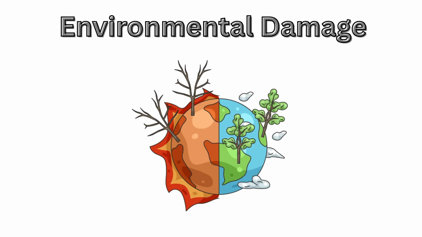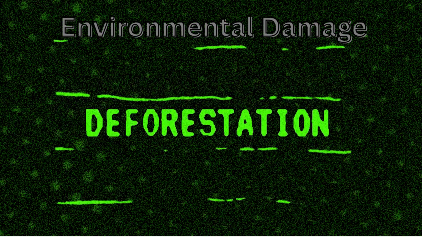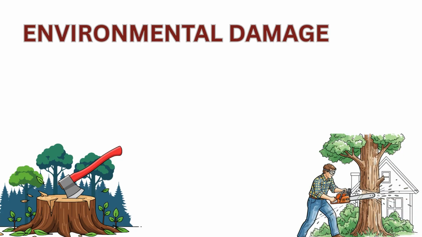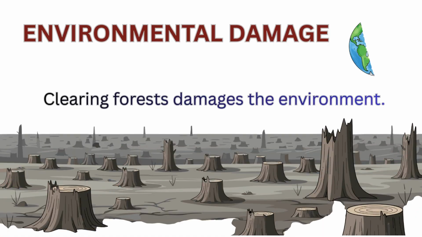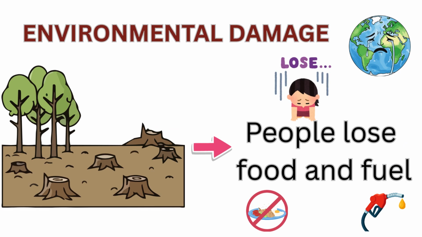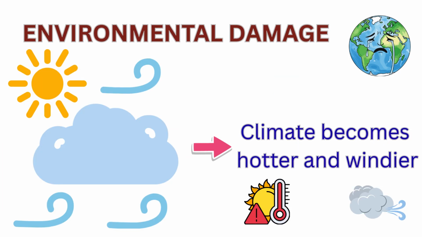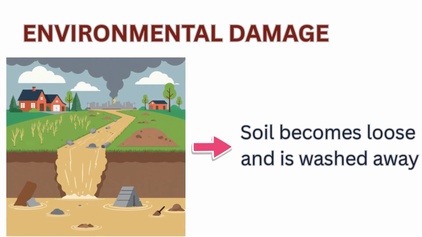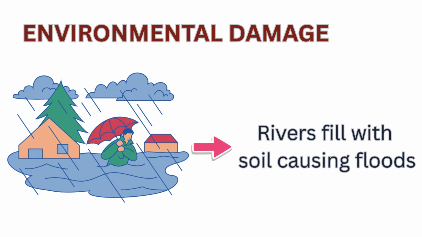But let us understand what effect deforestation has on our environment due to cutting trees like this. Clearing forests like this damages the environment. Plants and animals lose their habitats. People lose food and fuel. Climate becomes hotter and windier. Soil becomes loose and is washed away. Rivers fill with soil, causing floods.